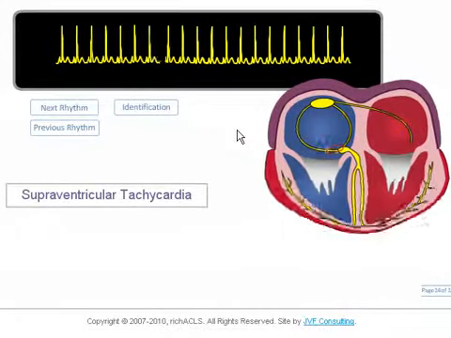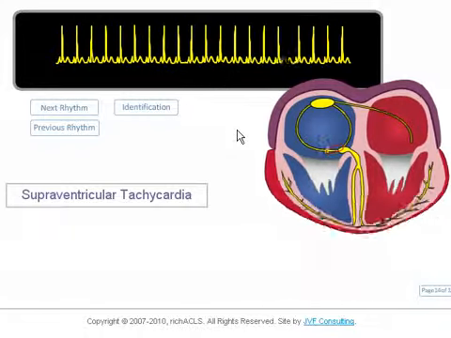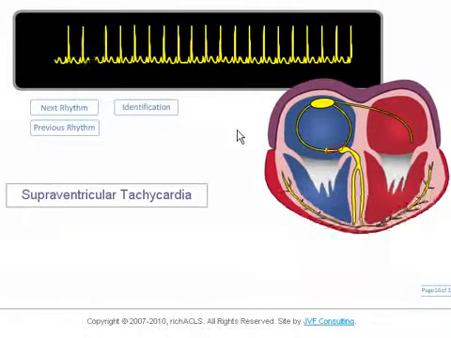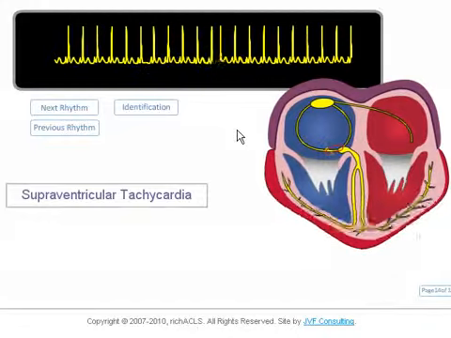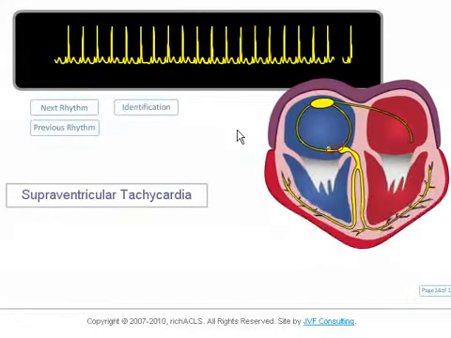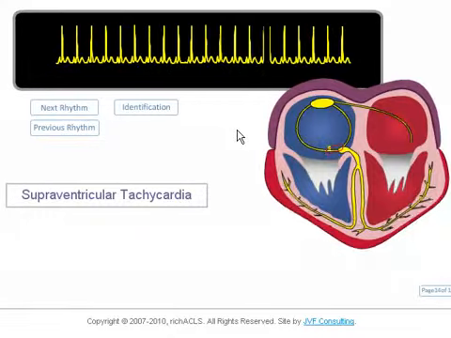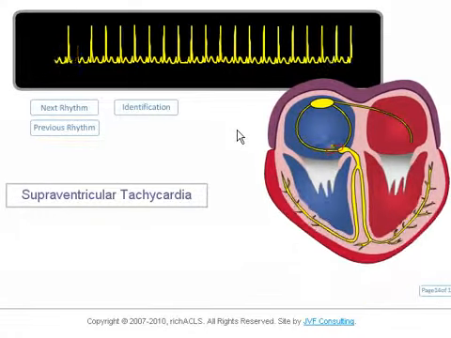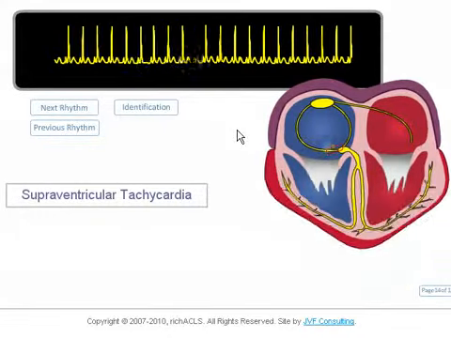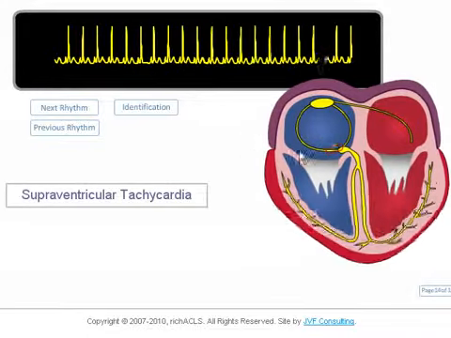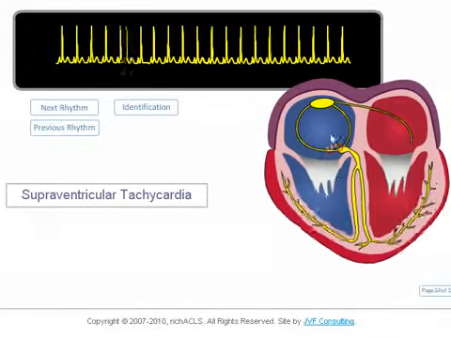Although this rhythm can look like sinus tachycardia, it is quite different. Sinus tachycardia is a response to the body's request for more cardiac output, maybe from exercise or fever, and the fast rate is developed relatively slow. SVT, because of its origin, has a very fast onset.